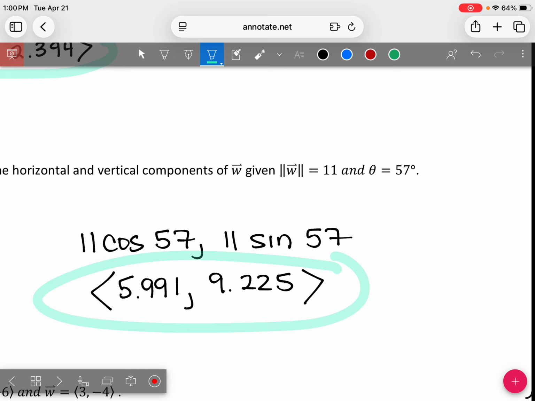Okay, you all should be done. Did you get my answer? I got 5.991 for my horizontal component and 9.225 for my vertical component. Who had that? Any questions about that?